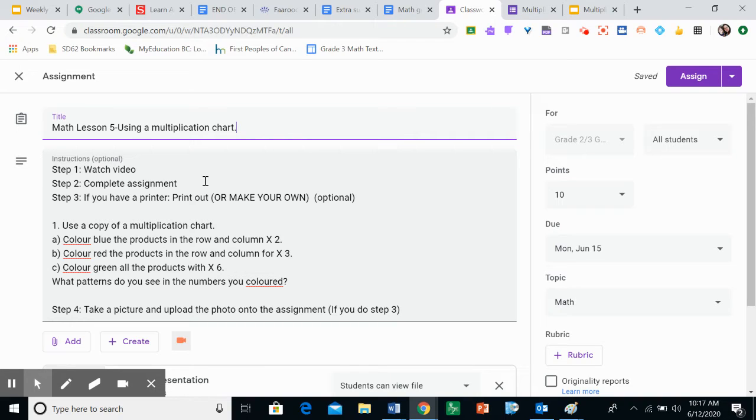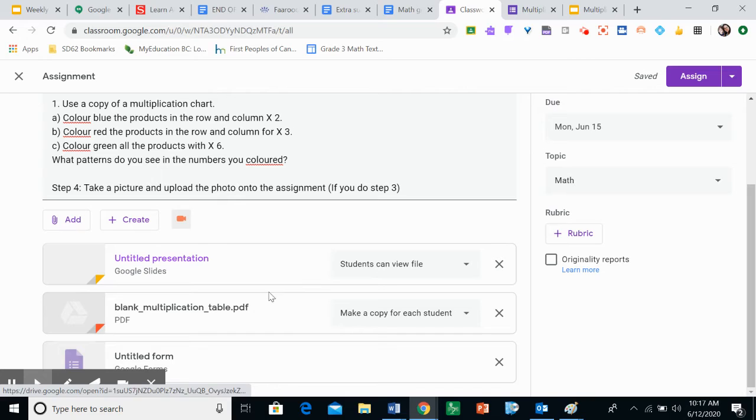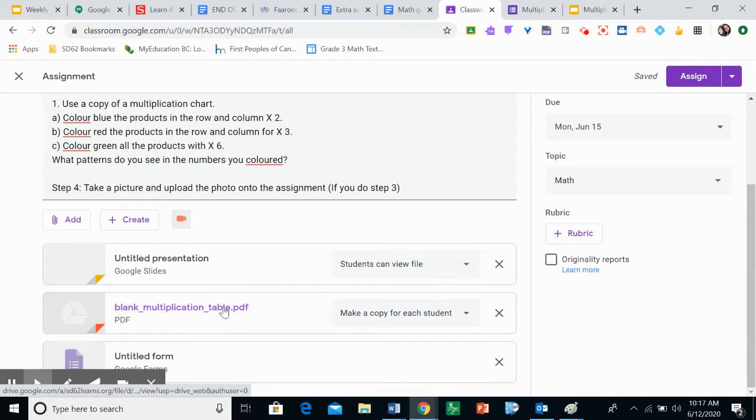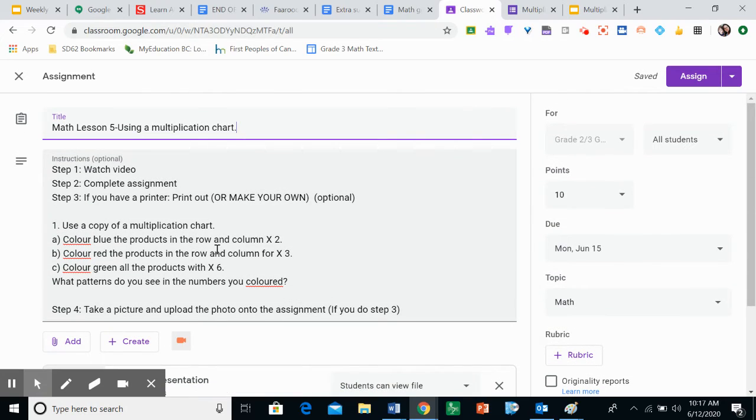So there's actually a couple things you can do for this assignment. First one is to watch this video, so make sure you watch the whole video. The second part is to complete the assignment, which is on the form. And the third part, if you have a printer, you can print out this multiplication table and fill it in using one online. Or you can have a family member help you.